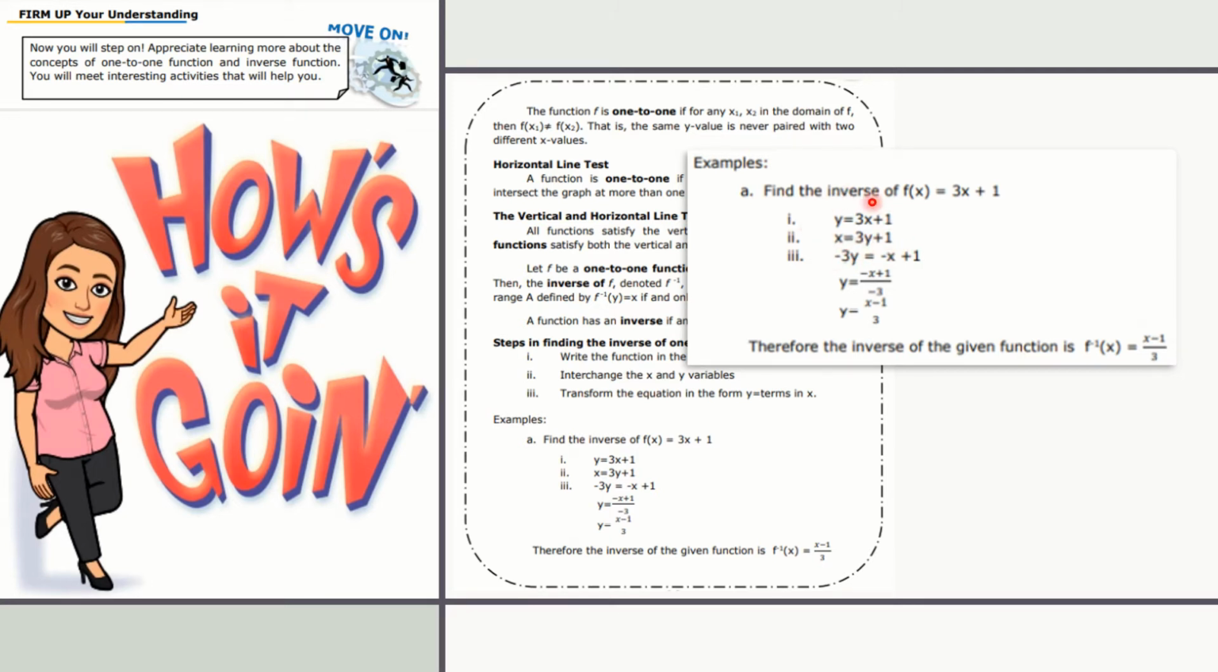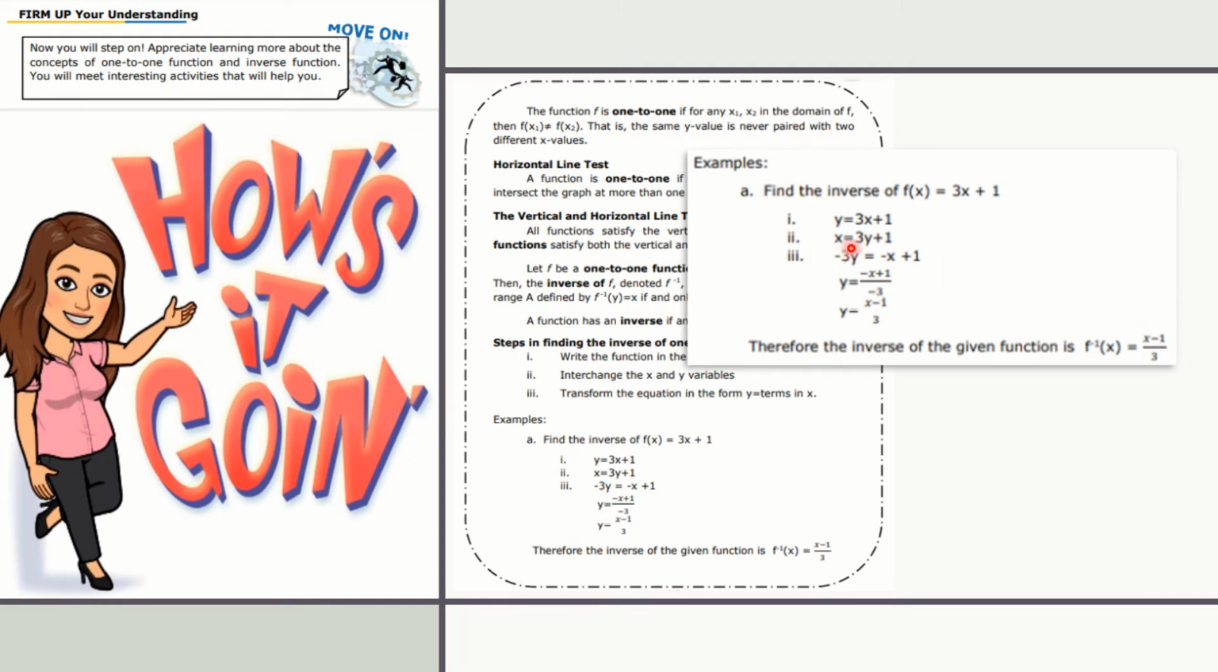Steps 1 and 2 are very easy. Let's go to step 3. Our goal is to solve again for y. I mean, transform the equation into y is equal to with the terms of x here. So what we do is isolate the y on one side and then put the x on the other side. Basically, we are subtracting 3y and x on both sides. We are left with negative 3y equals negative x plus 1.